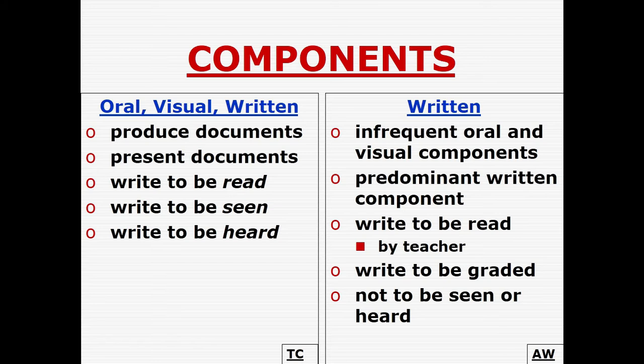When it comes to academic writing, the main component is only the written. Why written? It's because it has infrequent oral and visual components, and at the same time, this is more of a predominantly written component. You have to write to be read by your teachers or your classmates, and at the same time, write to be graded and not to be seen or heard.